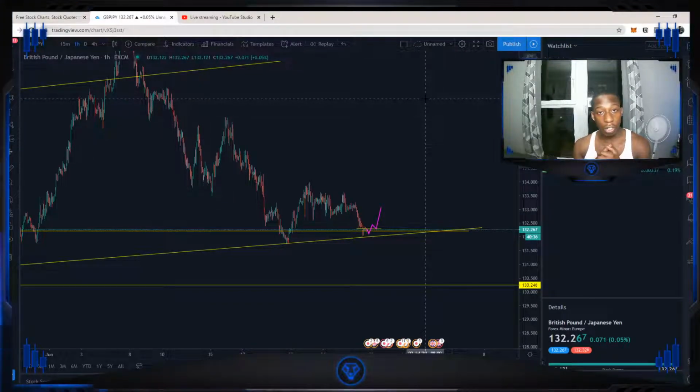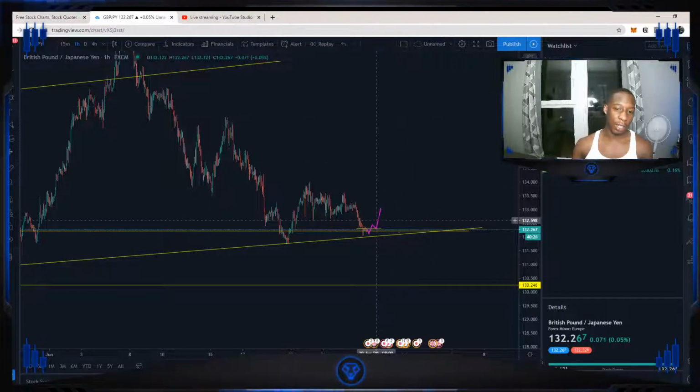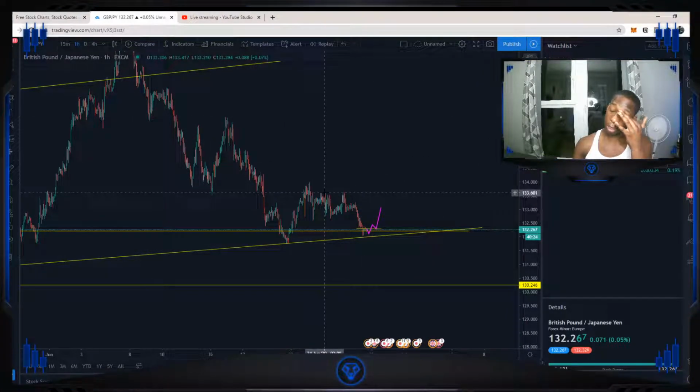Buys for GU, but it could also be sells. GJ, I'm saying buys, strongly buys. Even if it's just a little retracement, you can enter a buy, definitely.